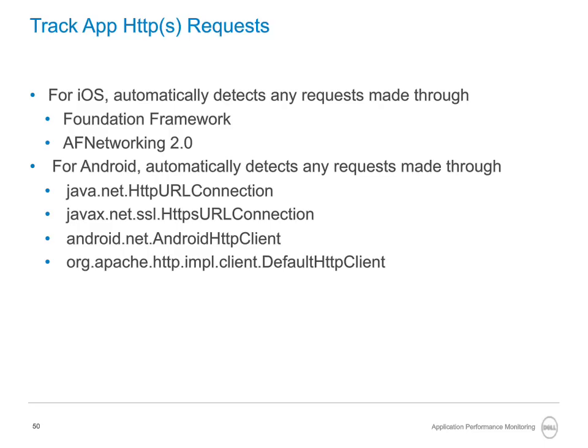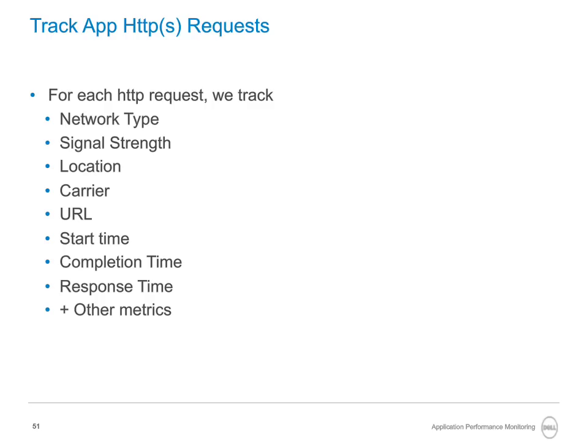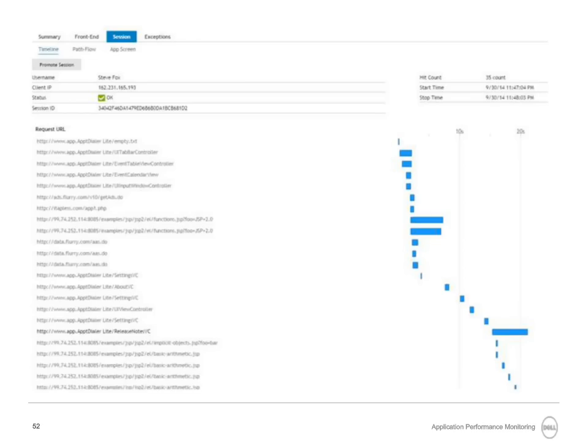For each one of these requests, we're going to track a number of different things, but the most important were the things that Max was talking about. What network type are you on? What is the signal strength of this request? The location, the carrier that it's coming across, the URL, and then the performance times. I know this may be a little bit hard to see, but we can take all that data and make the nice Gantt chart waterfall charts that we're used to seeing from a synthetic tool. So we can actually see the different requests that were made, how long they took, and what the impact was over the entire session that they had in the app.